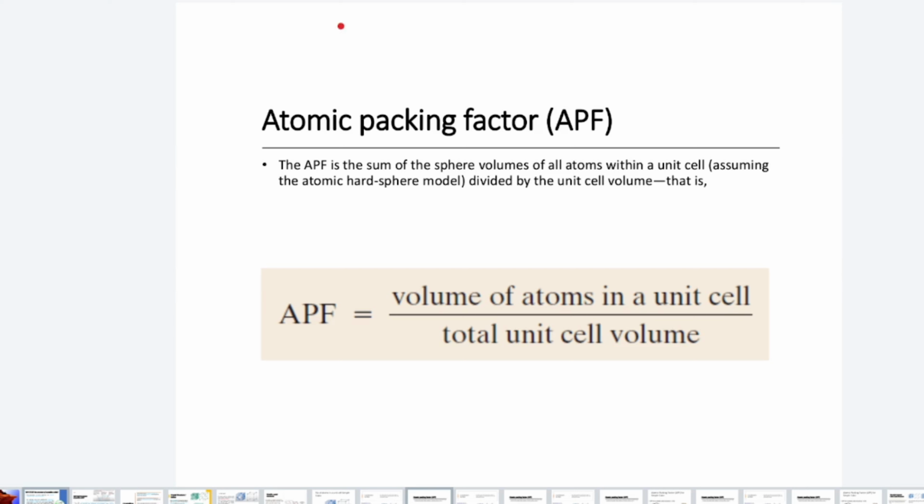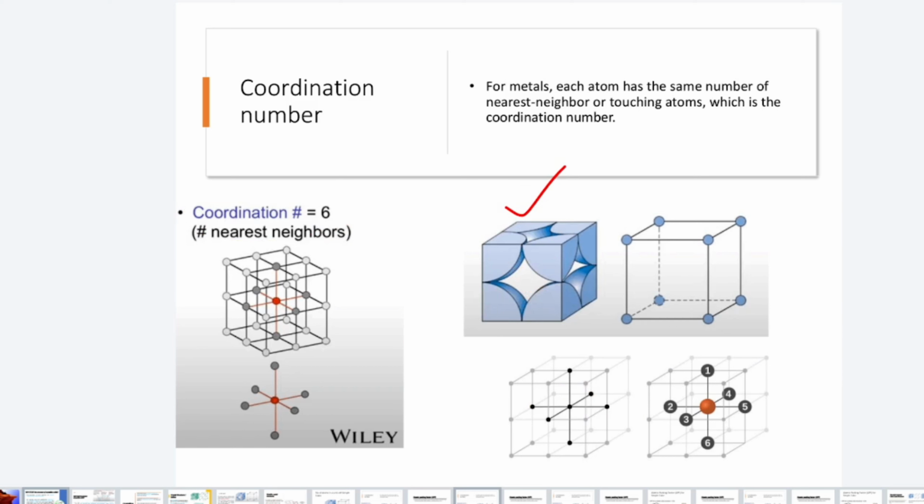Now, in this unit cell, we have the atoms. Look, this is the unit cell. The atoms are packed in this way, connected to each other. But if you see, we have too much free space here, right? To know how closely the atoms are packed in a unit cell is known as the atomic packing factor.